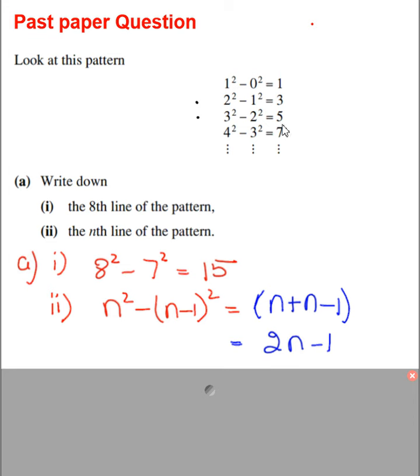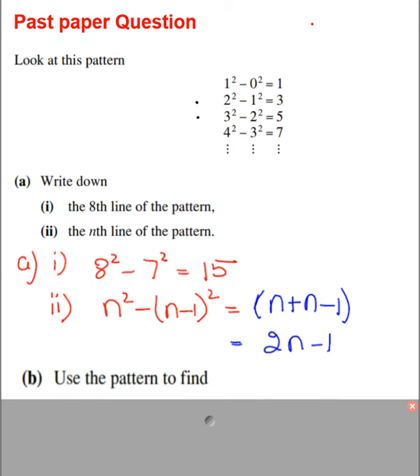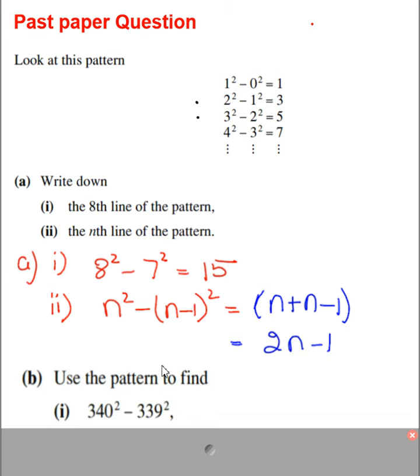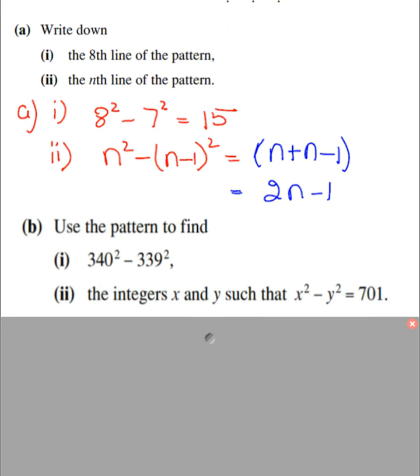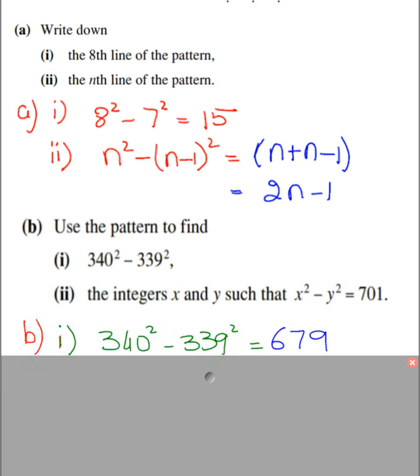So if you have to find any number which is unknown here, you can use this formula, and in place of n, you can write whatever line you're talking about, right? So let's see, if the question is saying use the pattern to find this out, what will you do? You have already understood, you will simply do 340 plus 339 and you will get the result. Then we will see the next part. Let's see the first part first. So 340 plus 339, right?